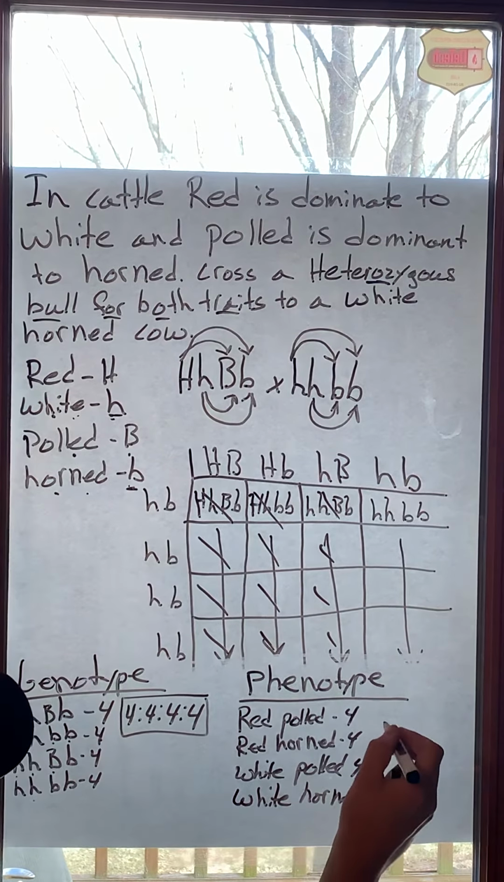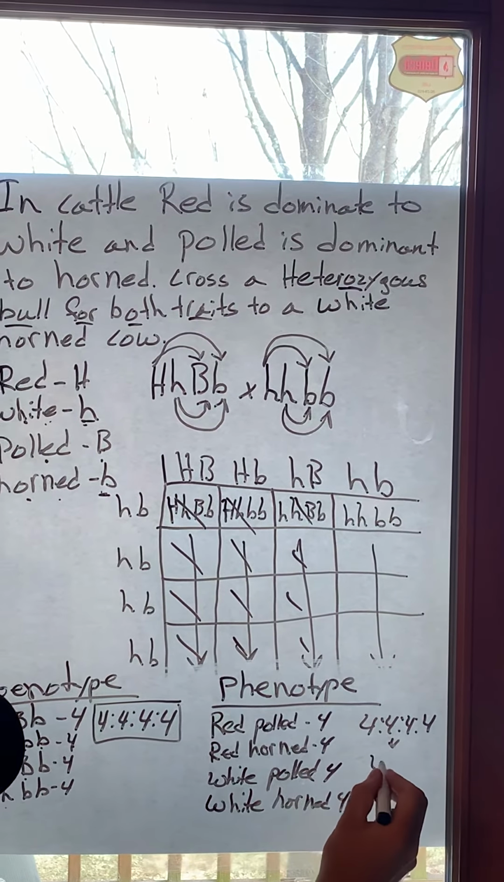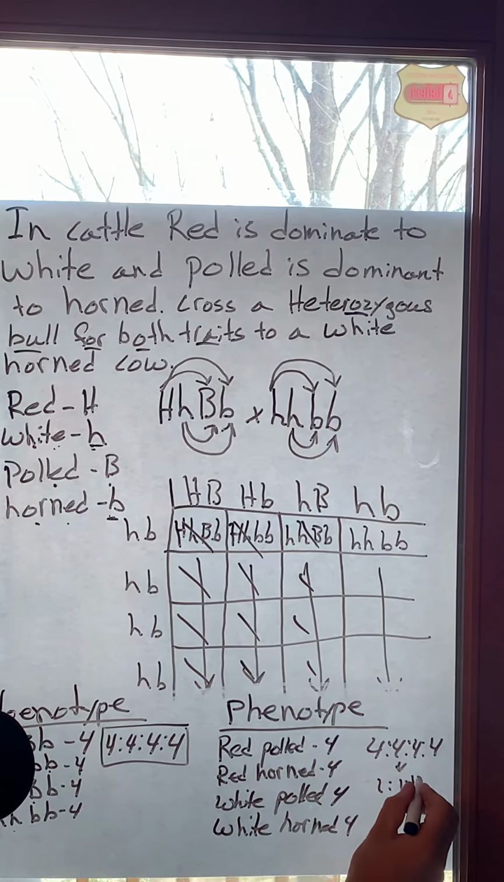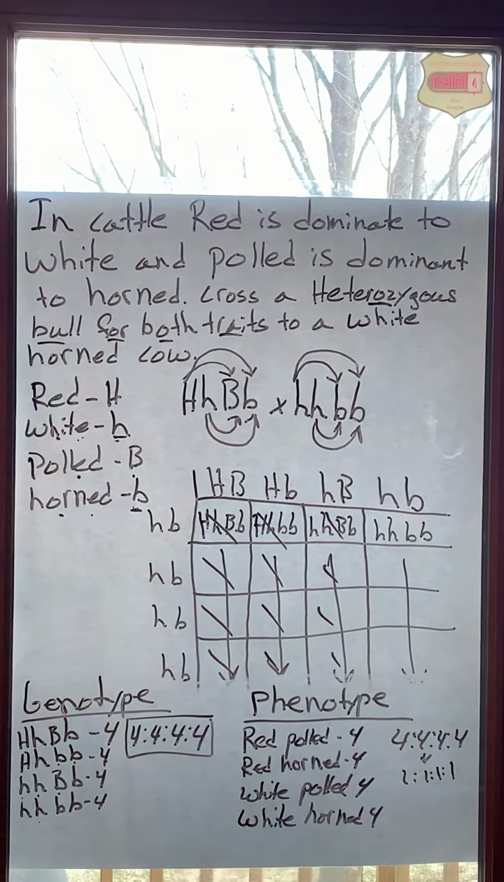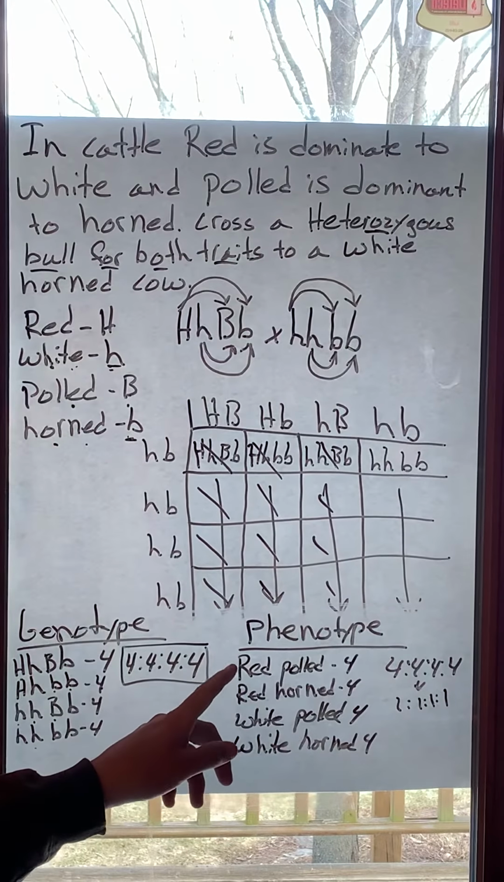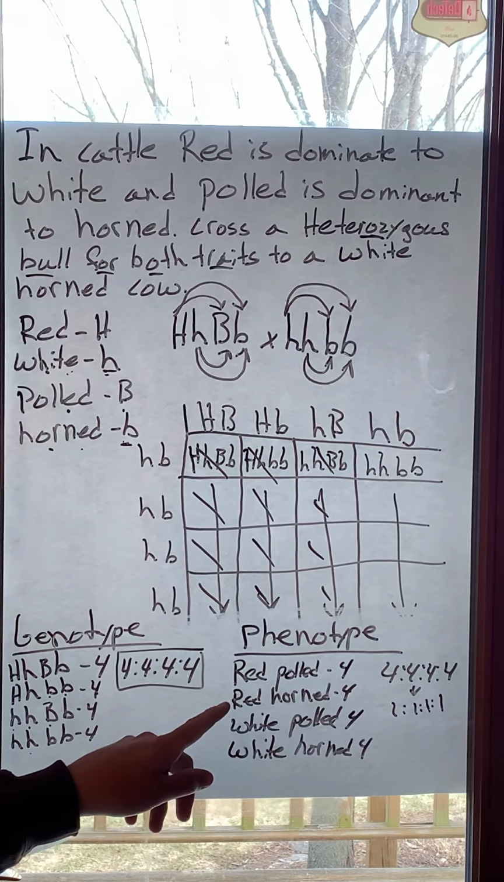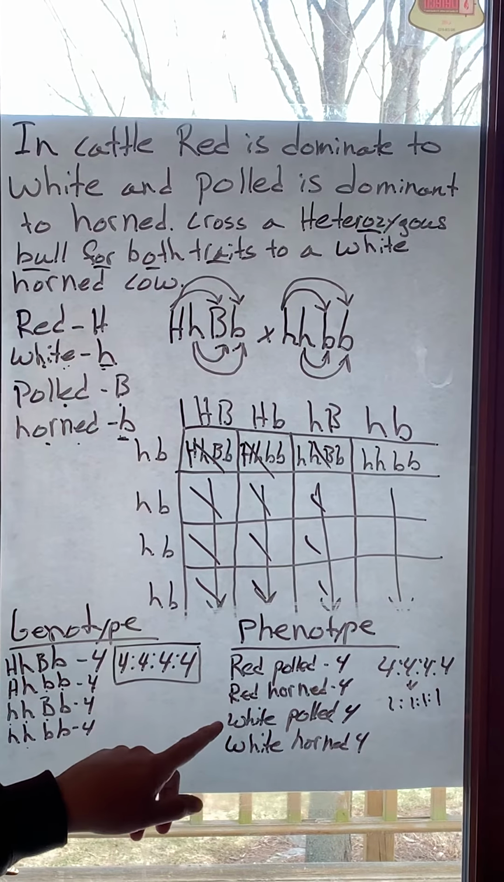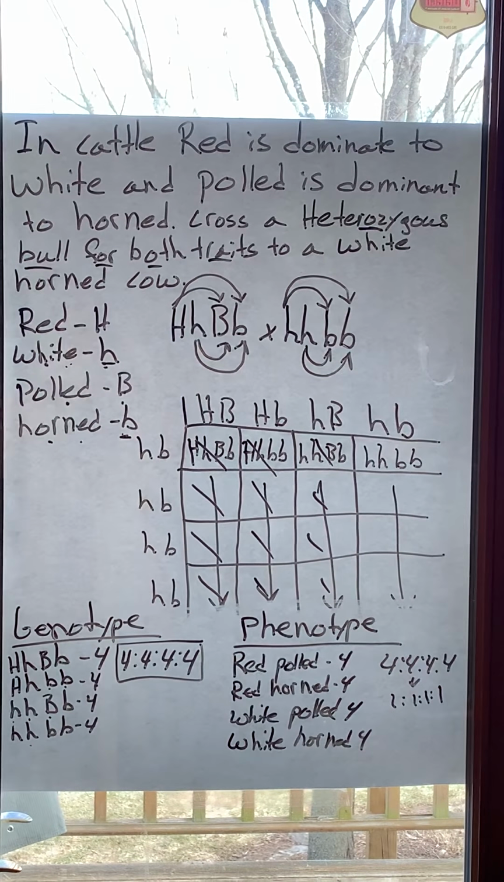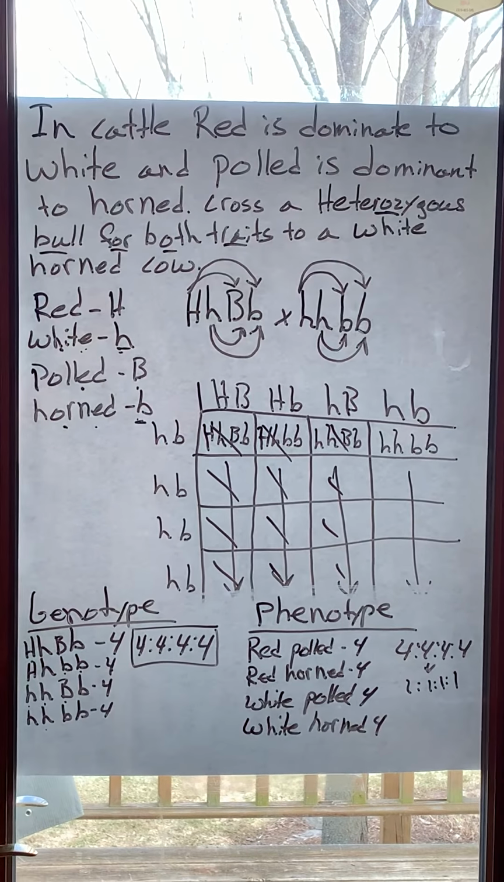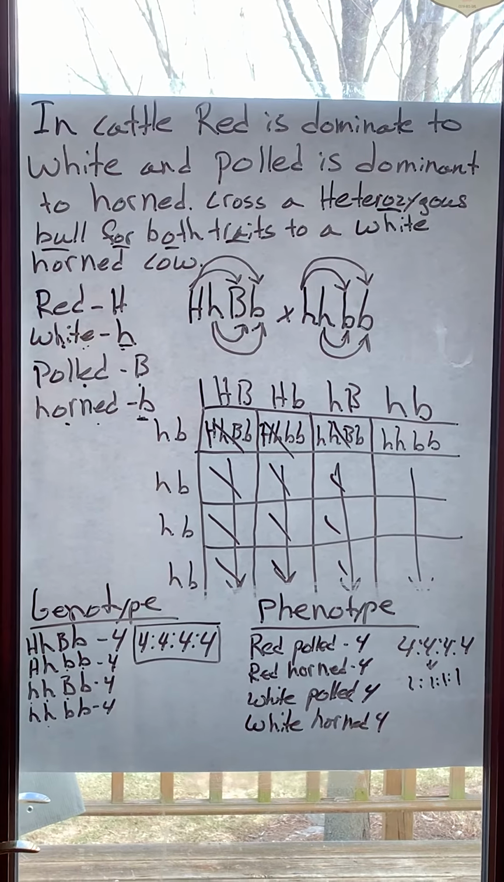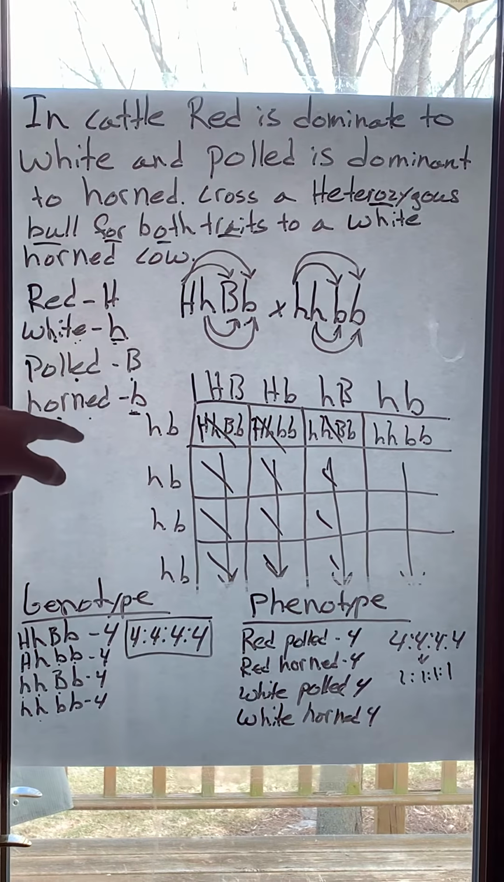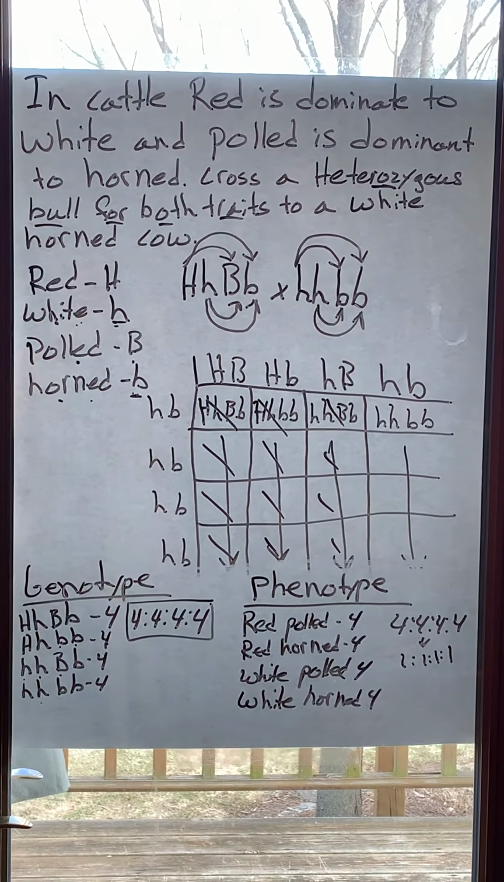So again, in this problem, our answer is 4 to 4 to 4 to 4, or you could reduce that all the way down to 1 to 1 to 1 to 1. Or again, we have a 25% chance of having a red polled, 25% of a red horned, 25% of a white polled, 25% of a white horned. So that's how you do a dihybrid problem. Hopefully that helps as a little bit of a review. You will get a monohybrid and dihybrid like this for a quiz on Monday.